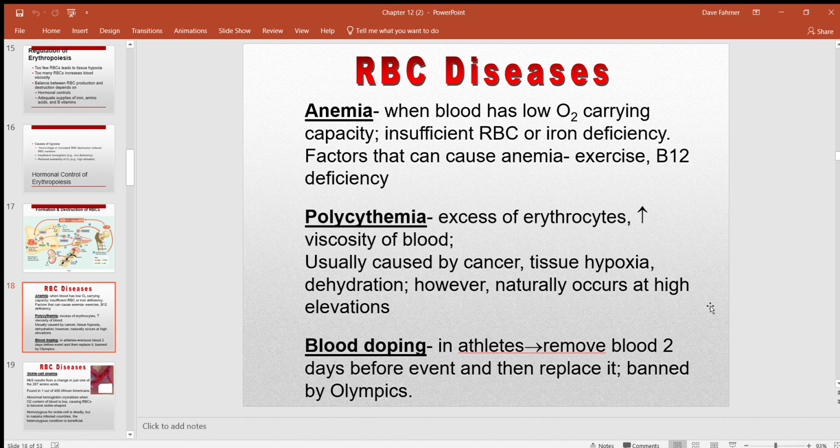Specifically, years ago, the world-class cyclist would remove some of their blood a few days before their event, and they would be tested to see what their red blood cell count was. And then as the body replaced those red blood cells, before the event, the athlete would put those red blood cells back into the body, which meant they would have a higher oxygen carrying capacity. And this has been banned in athletics.